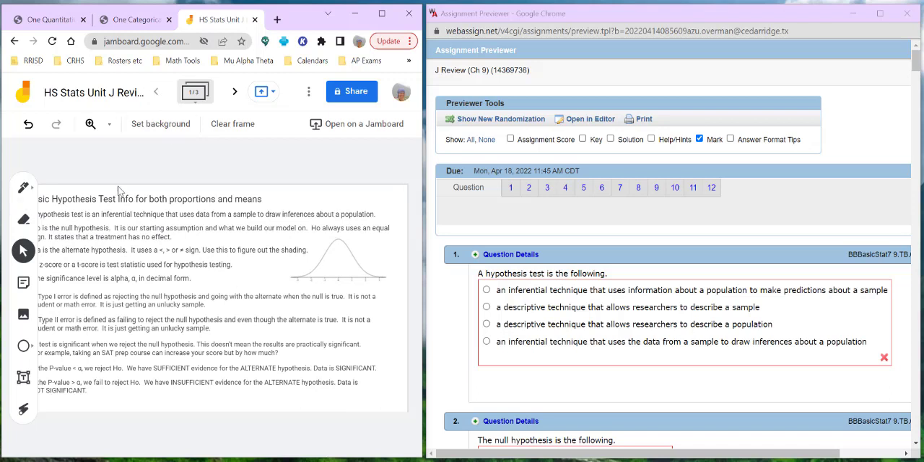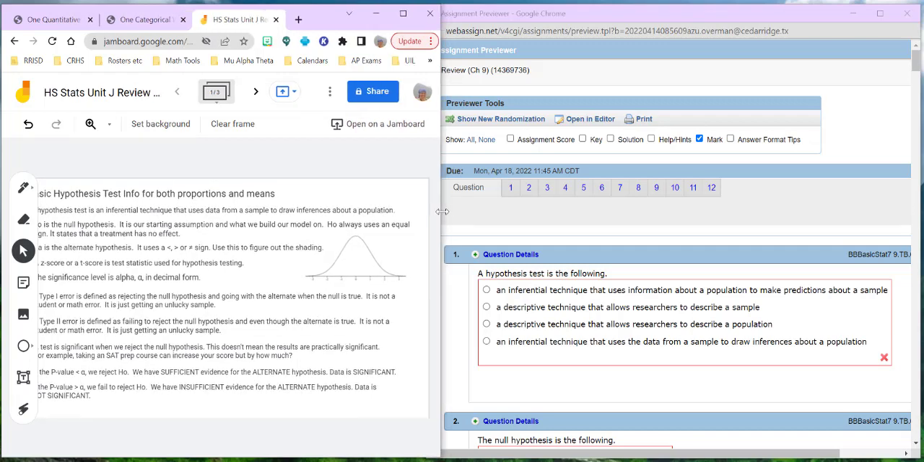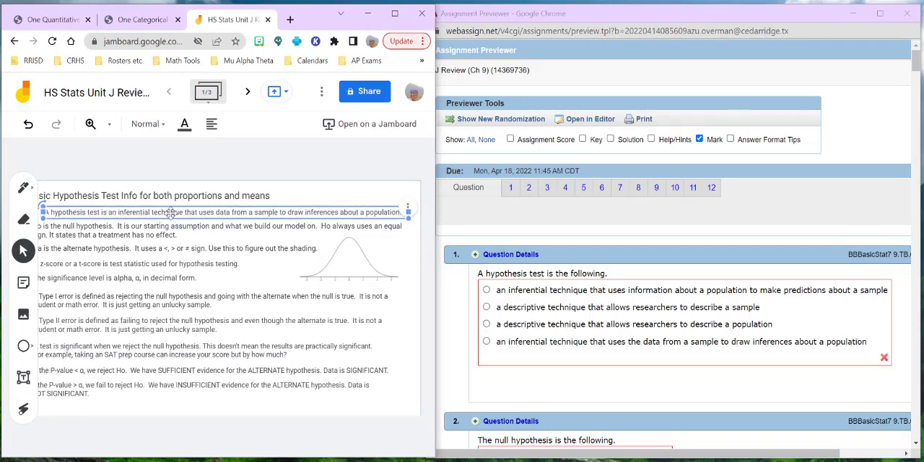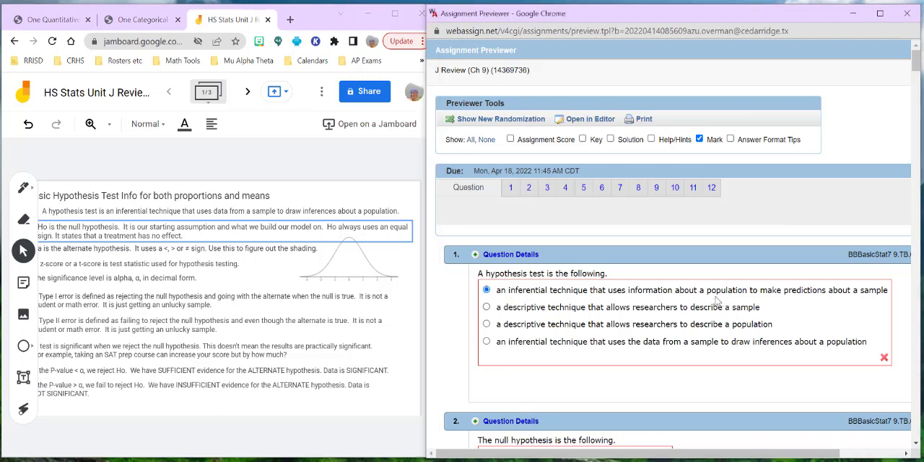All right, so looking at, scooch this over a little bit. It's a little hard to see. I just realized some of my words are over there. Okay. So a hypothesis test is the following. Basically, what a hypothesis test is, we take data from a sample and we try to understand the population. So it's an inferential technique that uses information. Oh, we're not trying to predict a sample. We're going to use information from a sample to predict, infer about the population.